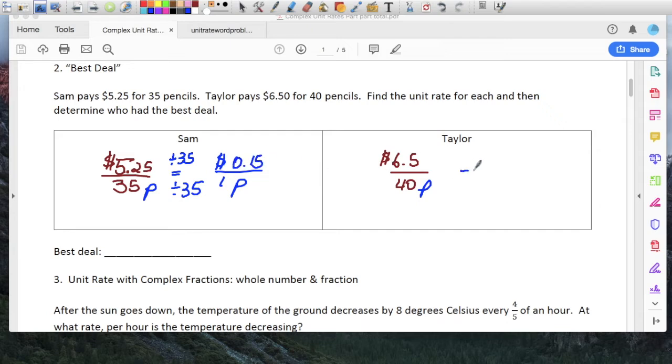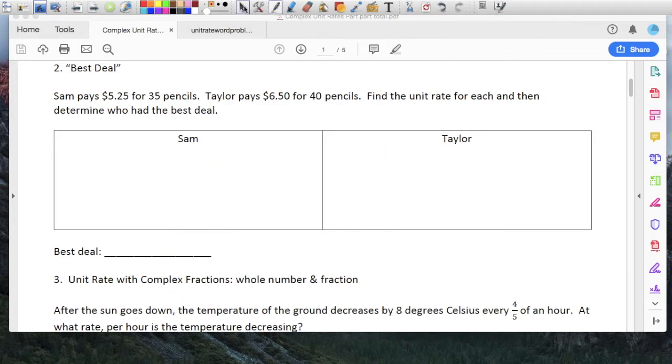In this case, Taylor, I write 1 P for pencil. So let's divide by 40. And on top, divide by 40. And 6.5 divided by 40 is going to give us 0.1625, or we're going to round it to 0.16. So obviously the best deal is Sam. Sam has the best deal of $5.25 for 35 pencils. Okay.